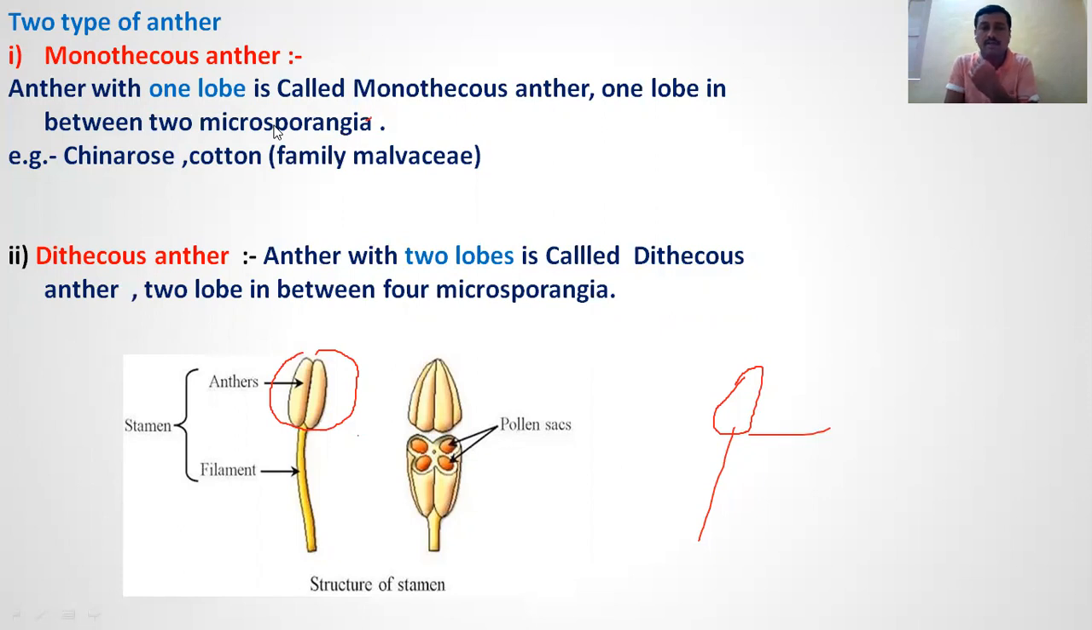Mostly, examples are China rose, cotton, or family Malvaceae. All members of the Malvaceae family have only one lobe of the anther. It is also called the monothecous anther, one lobe.